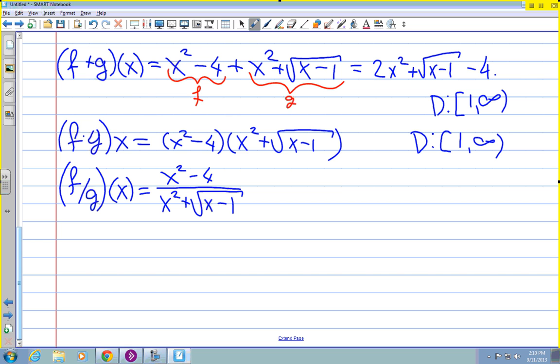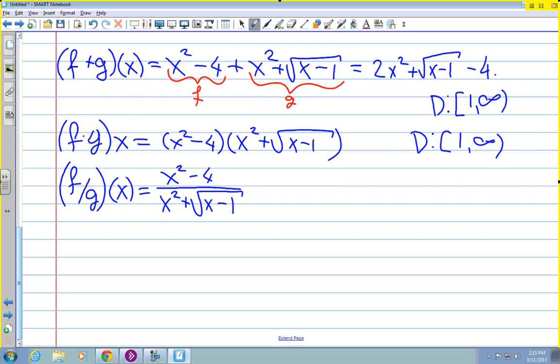But look, can x squared ever be negative? No. How about square root? Can square root be negative? No. So I have one thing that's never negative, another thing that's never negative, and I'm adding them. But can they be 0? That's the whole thing. If neither of them can ever be negative, then how can the result be negative? So the result cannot be negative.